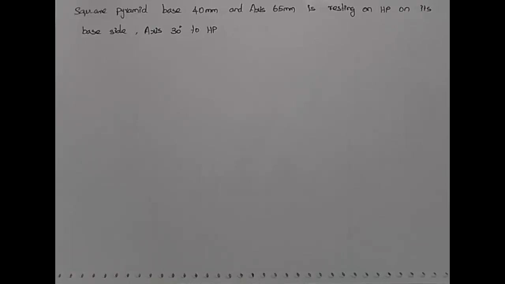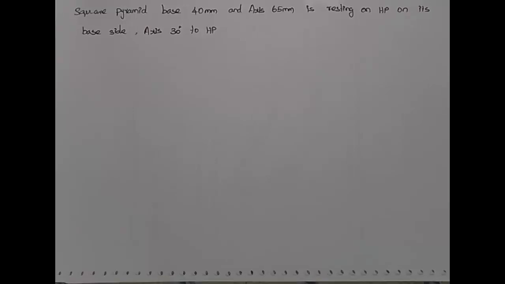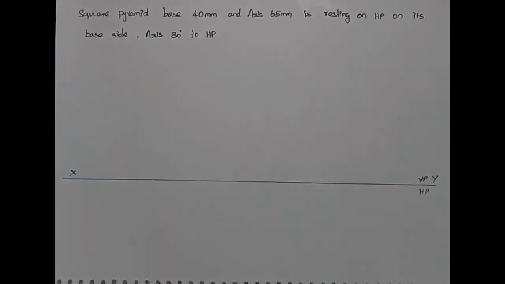I already explained to you, if the axis makes 30 degree to the horizontal plane, then you can assume that the axis is perpendicular to the horizontal plane. Once the axis is perpendicular to the horizontal plane, then you can see the true shape in the top view. That is, the true shape will come below the XY line. So let me draw the XY line first. Now I have drawn the XY line.